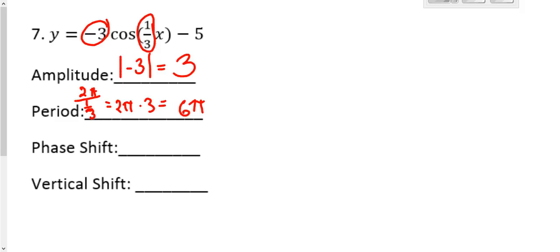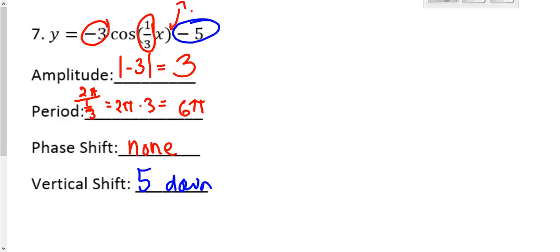Then the phase shift has to do with the number inside the parentheses. There's nothing else, so we do not have a phase shift. And then we have a vertical shift, which would be the number at the end, and we do have that. So our vertical shift is 5, and it's going to go down 5. Oh my gosh, I keep trying to write that negative. So let's try that one more time. Down.